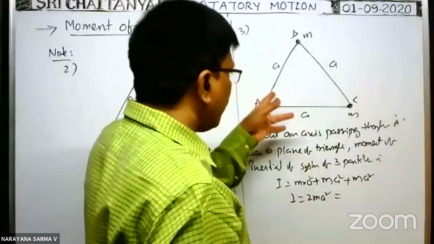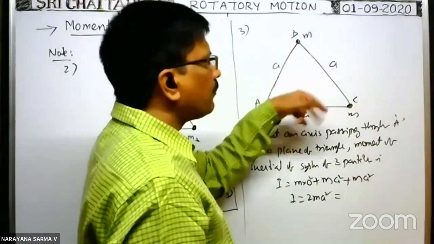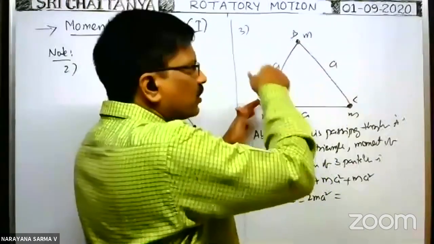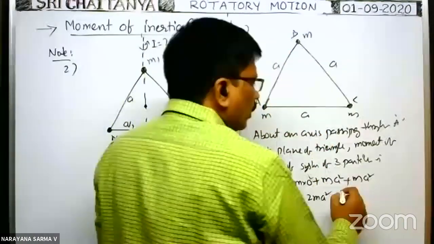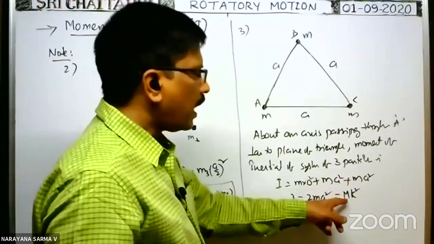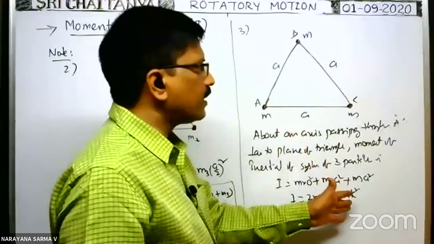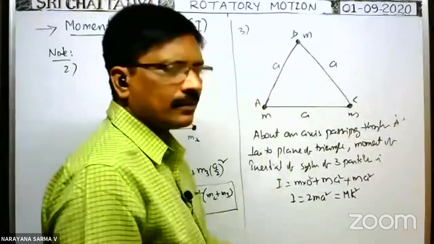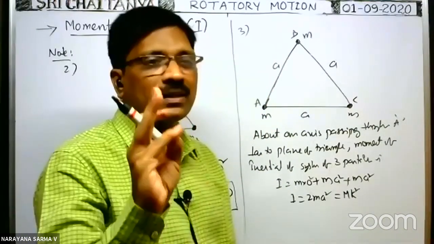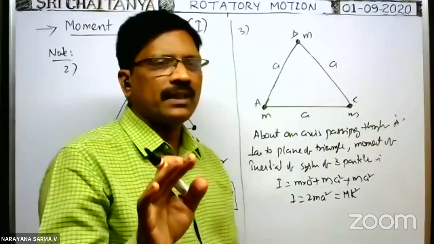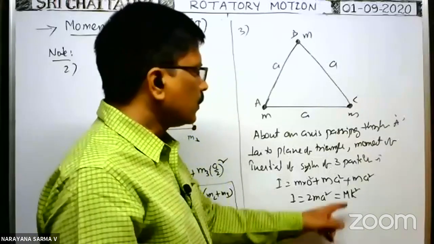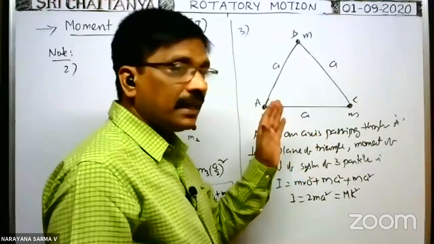Suppose about the same axis, what is the moment of inertia of the system of three particles? They may ask. Then about this point, you find the moment of inertia of the entire system and make it equal to mass of the system into radius of gyration square, where m is the mass of the entire system, k is the radius of gyration of the system about this axis. Because radius of gyration is nothing but effective distance, nothing but length. That's why the SI unit of the radius of gyration is meter, CGS unit is centimeter. Okay. So here m is the mass of the entire system.